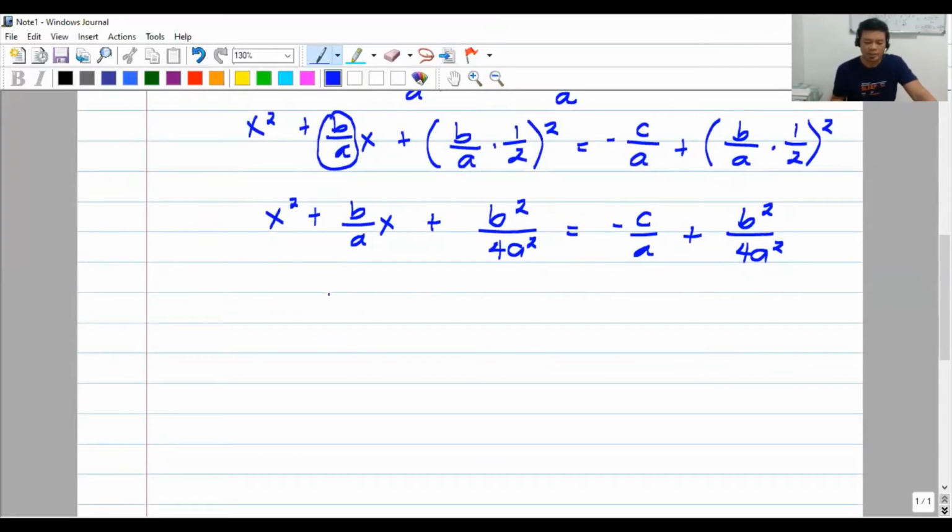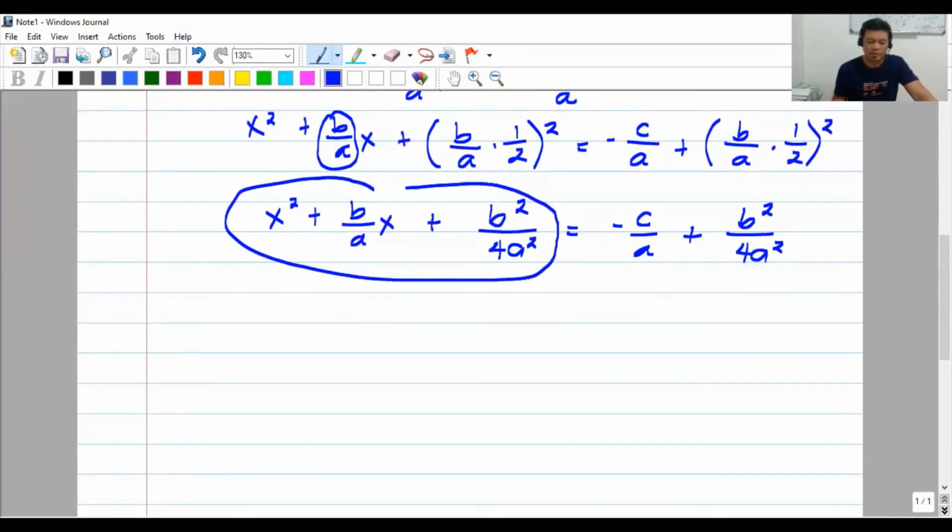So notice that these three terms now form a perfect square trinomial. And the factor of a perfect square trinomial must be the square of a binomial. So the factor must be x plus b over 2a, quantity squared.